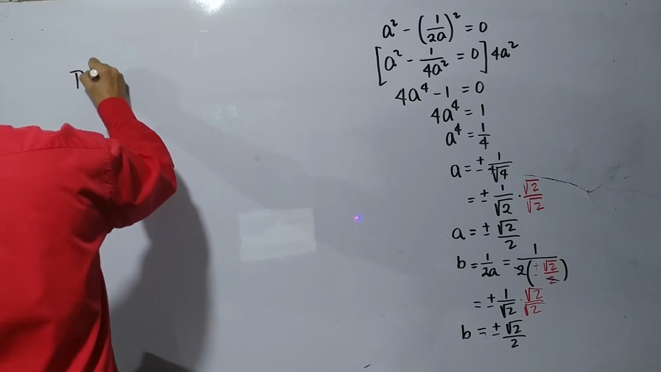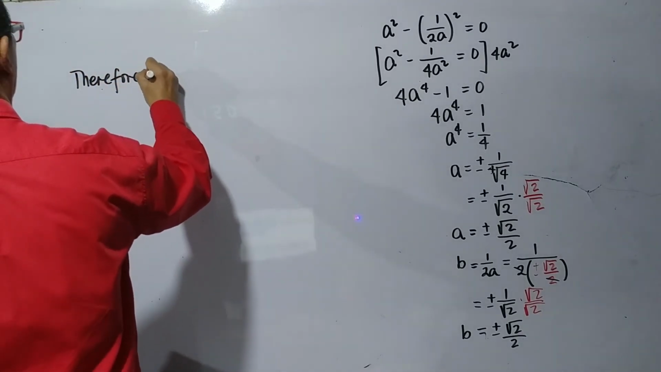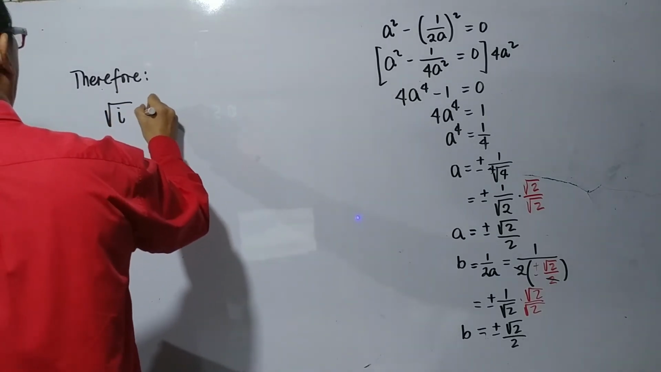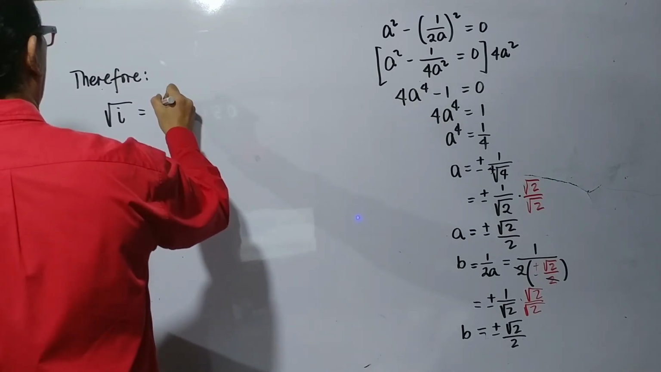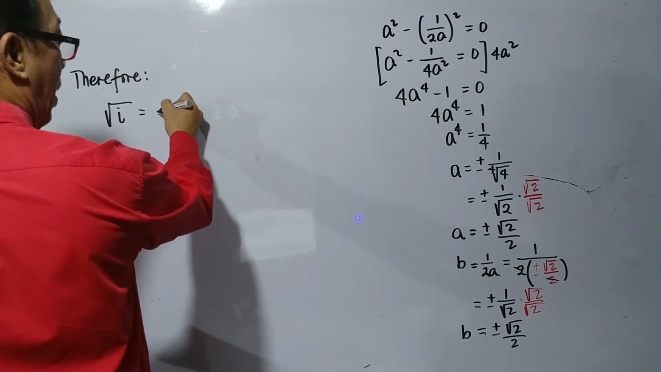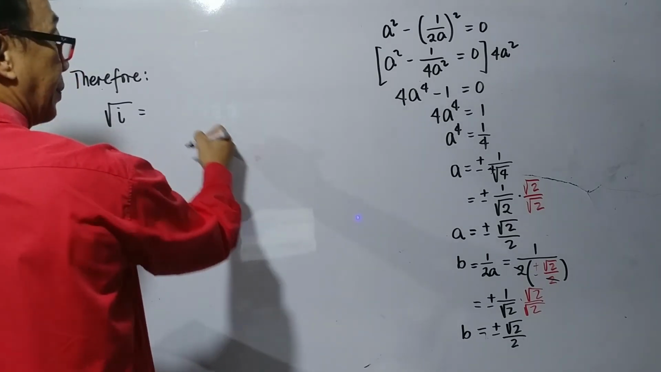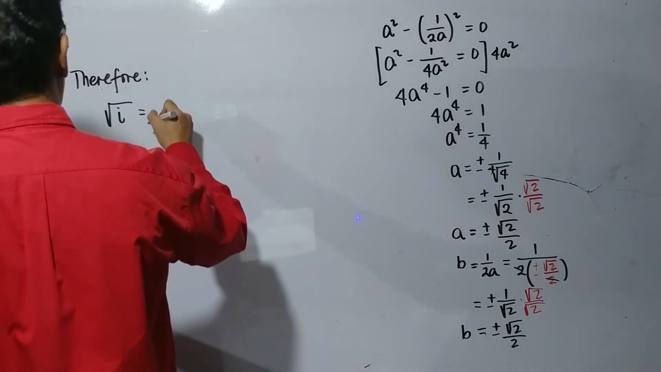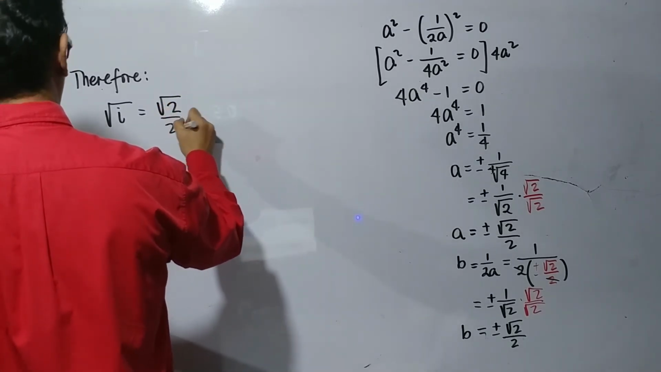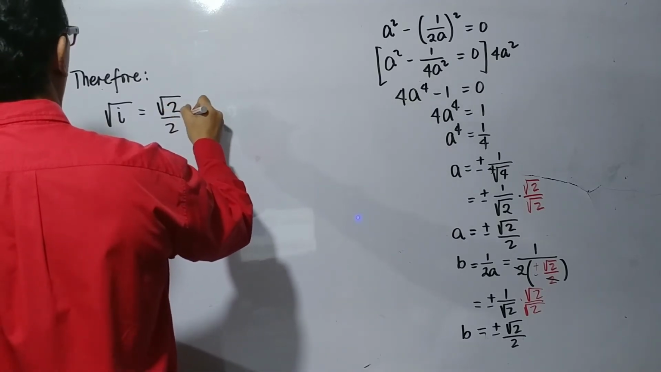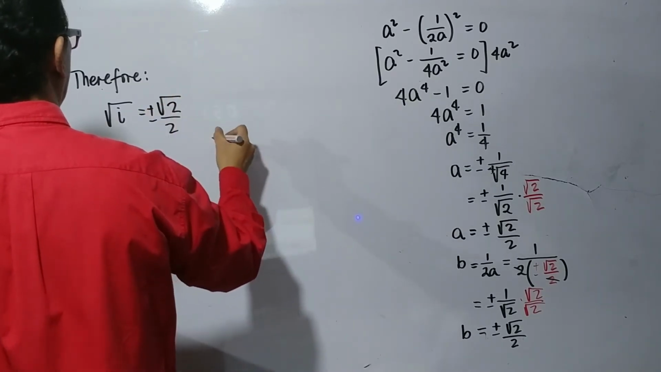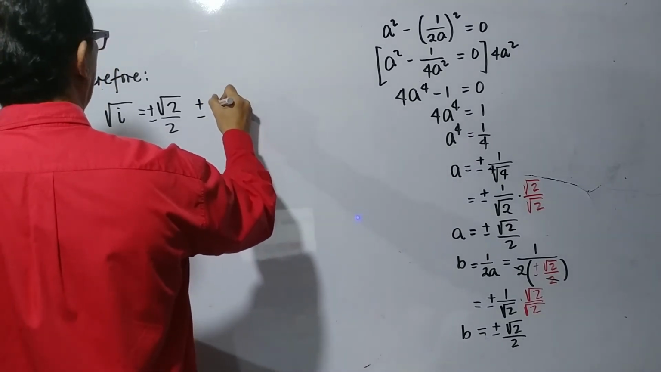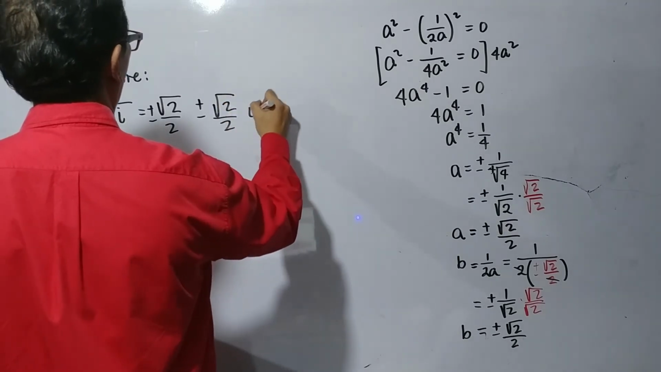Therefore, our square root of i will now be equal to: our a is the square root of 2 over 2, the plus and minus, and our b is the plus and minus of the square root of 2 over 2 i.